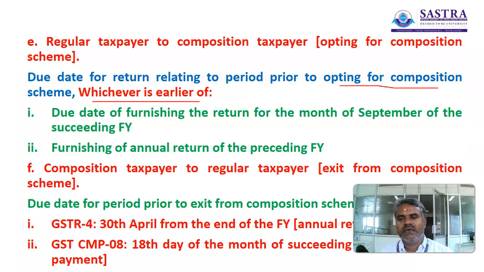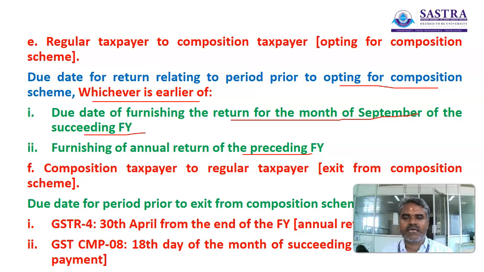So this will be filed before whichever is earlier of the following: the due date of furnishing the return for the month of September for the succeeding financial year, so probably 10th of October, because the next 10th day you have to file; or the furnishing of the annual return of the preceding financial year, 31st December. Whichever is earlier, obviously 10th October.